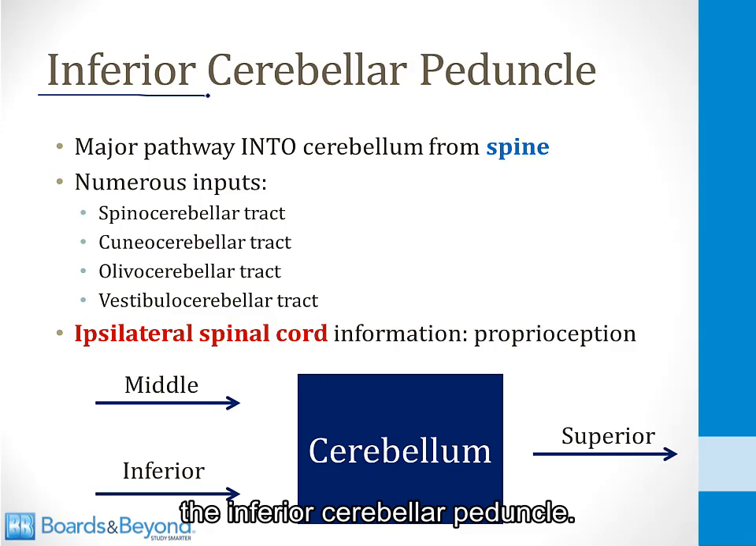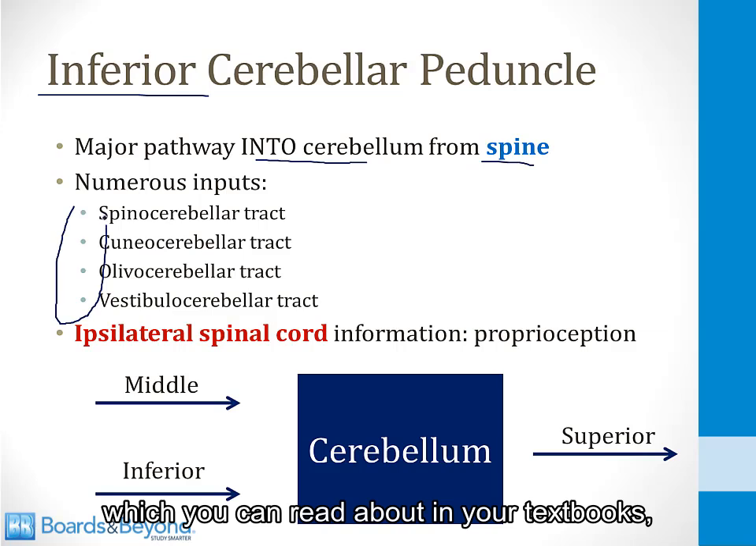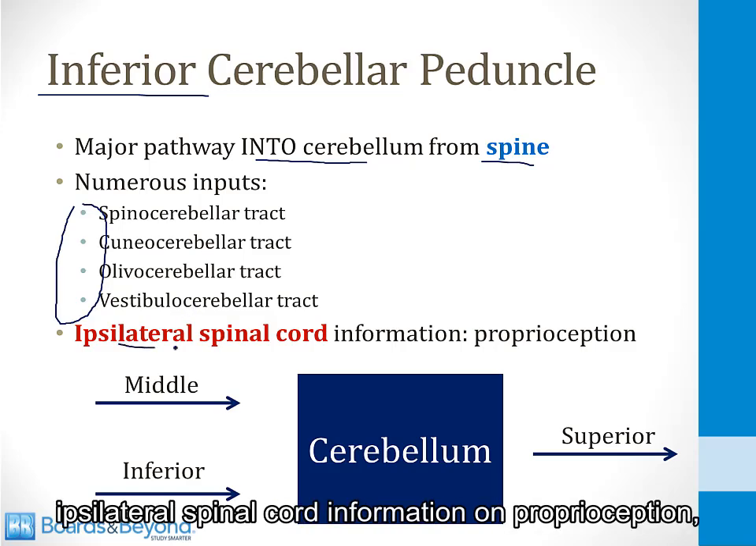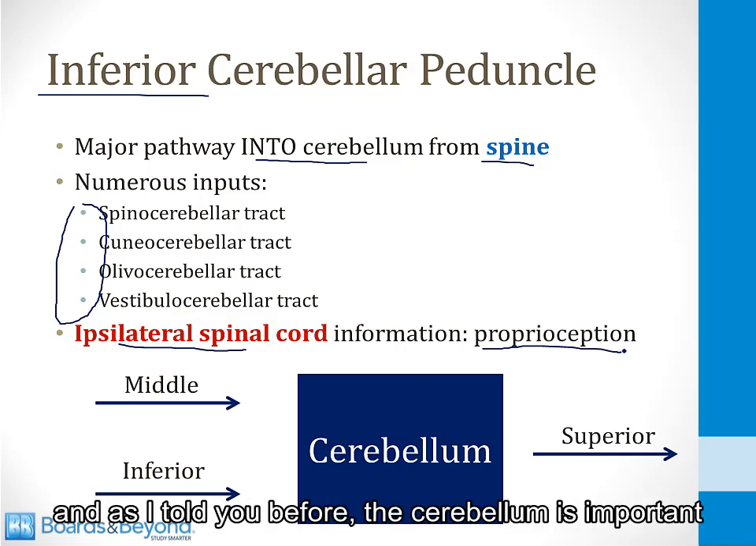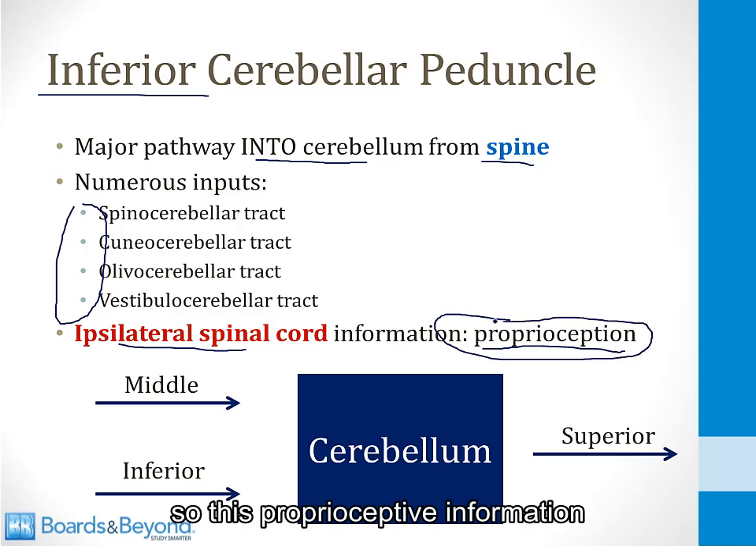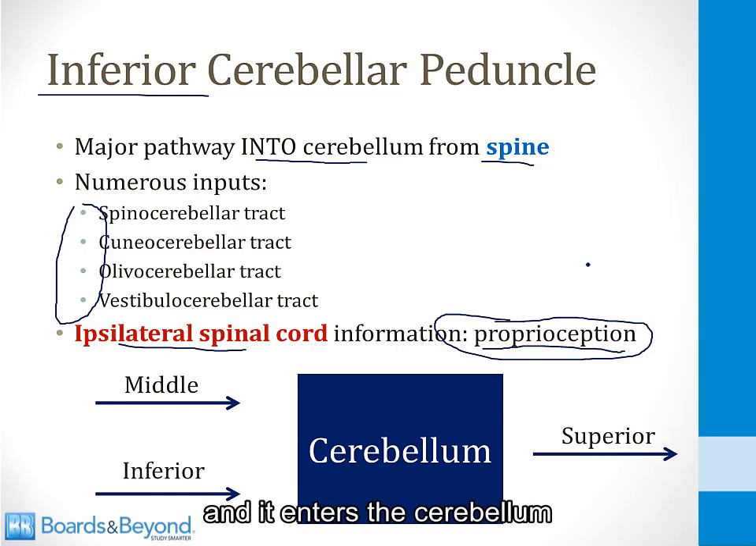So let's talk about those inputs and outputs from the cerebellum one at a time, and we'll begin by discussing the inferior cerebellar peduncle. This is the major pathway into the cerebellum from the spine. It's got numerous inputs, including all of these tracts, which you can read about in your textbooks, but the most important thing to remember about the inferior peduncle is that it carries ipsilateral spinal cord information on proprioception, and as I told you before, the cerebellum is important for coordinating movements, so this proprioceptive information coming from the spinal cord is very important, and it enters the cerebellum via the inferior cerebellar peduncle.